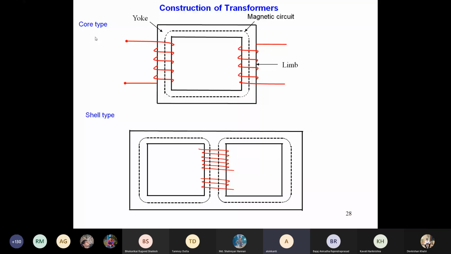So this is basically the shell type construction. Again, this is the yoke and the vertical ones are basically the limbs, and this is the magnetic circuit.